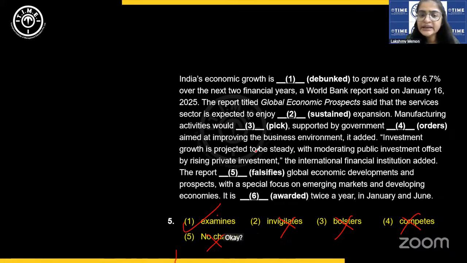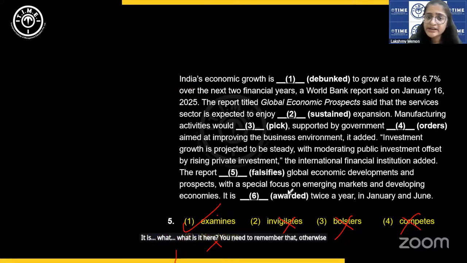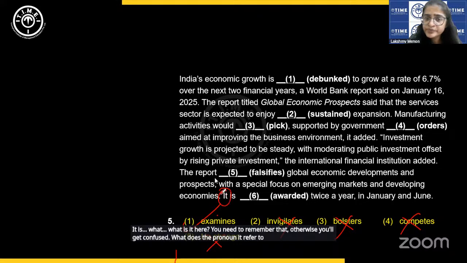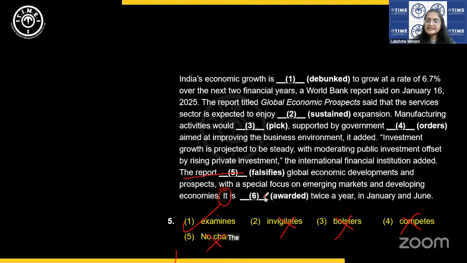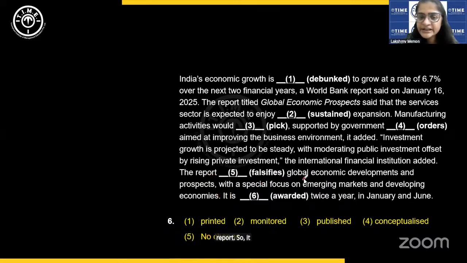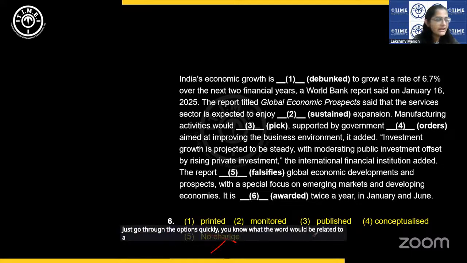Then the next blank. It is... What is it here? You need to remember that, otherwise you'll get confused. What does the pronoun it refer to? The report. It is awarded twice a year. We are not talking of a prize or award. We are talking of a report. So it is definitely not awarded in January and June. If you just go through the options quickly, you know what the word would be related to a report, right? Report is published, absolutely.